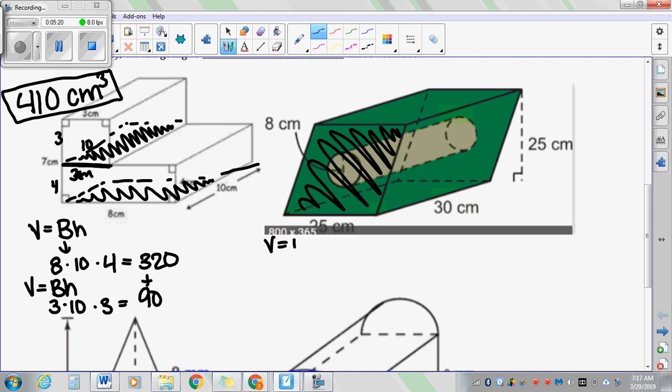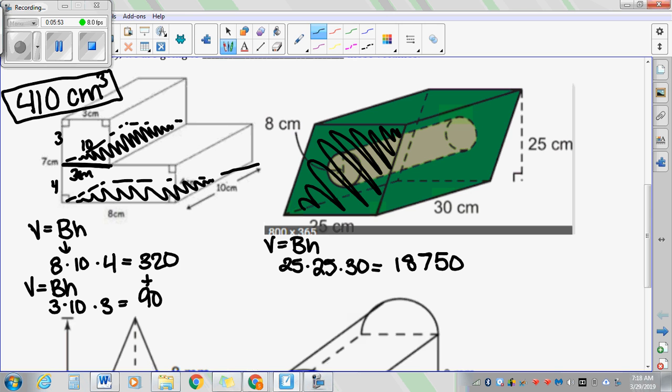So the volume is the area of the base times the height. The base is 25 times the height of this guy. I've got to look around for it. Is actually over here, right? The whole height is 25 as well. And then I need to multiply by how far apart these two shapes are, right? This height right here. It's 30, right? Those two shapes are 30 apart. So 25 times 25 times 30 gives me 18,750.